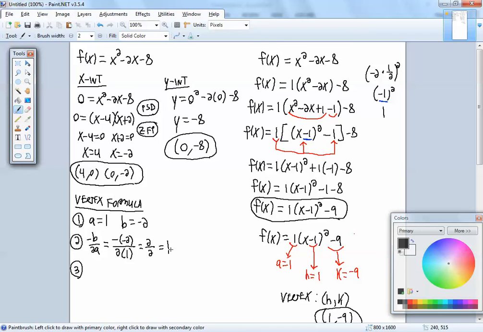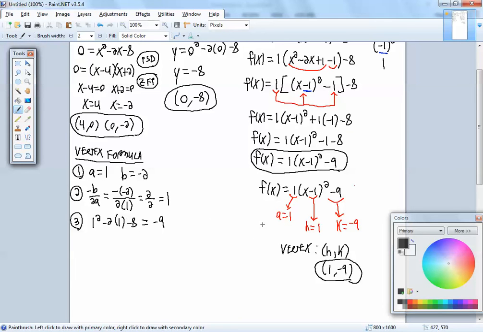Step 3, we want to plug that value from step 2 back into our original function and simplify. So again, I'm plugging into x squared minus 2x minus 8. So I'm going to have 1 squared minus 2 times 1 minus 8. 1 squared is 1, minus 2 is negative 1, minus 8 is negative 9. Now this is the y part of our vertex, and you see it matches the negative 9 over here. So that's kind of a check.